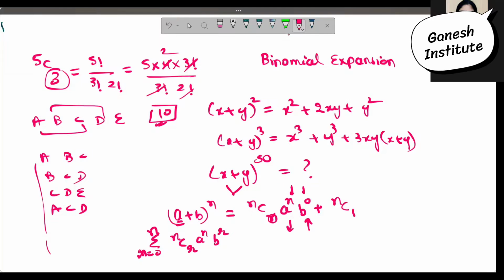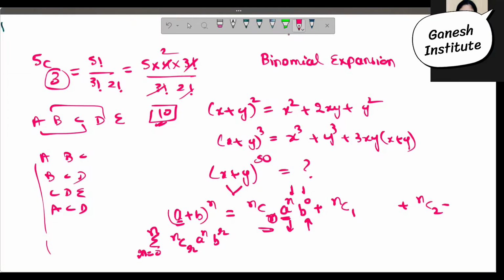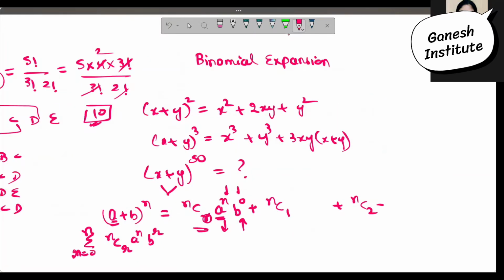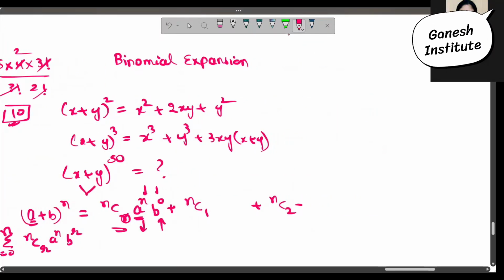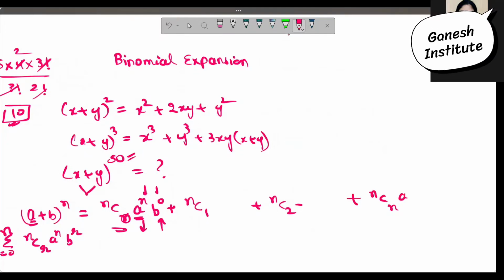This is NC0, NC1, NC2, and so on, and a raised to power n will go till 50. Here it will go till 50. Otherwise, in the general form, it will go till NCN, where a will not be there and b has the whole power. So NC1, a raised to power n minus 1, b raised to power 1. Then you will again decrease, NC2, a to the n minus 2, b squared.